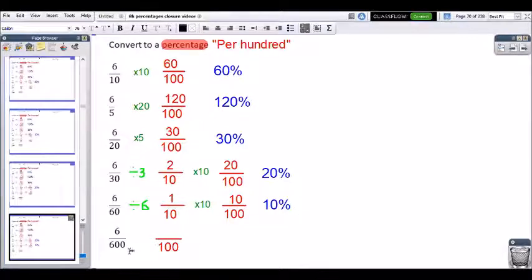Last one, I can actually do this in one step. To get from 600 to 100, I must divide the denominator by 6, which means I must also divide the numerator by 6, which tells me that it's 1/100th or 1%, because it's 1 per 100.